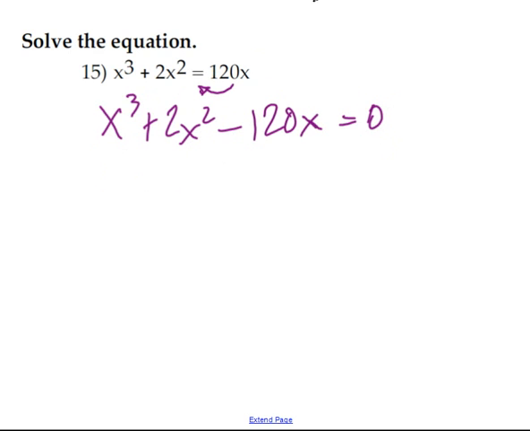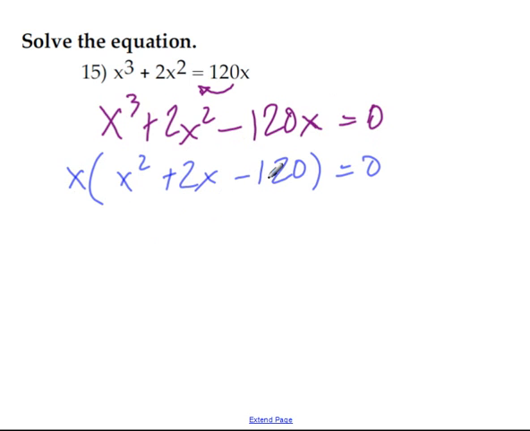Second thought, do they have anything in common? Yes, they do. They all have an x. So I'm going to factor that out. Equals 0. So everybody just dropped a power of x. My x back here got dropped off completely because it's out front. That means one of my answers is going to be 0, that x out front.